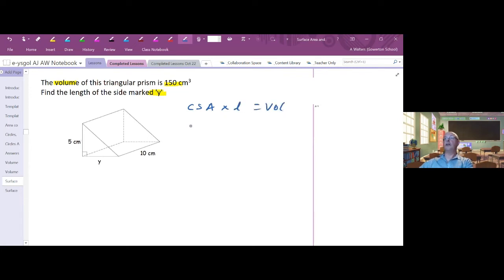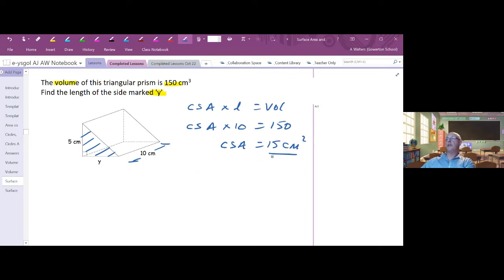Okay, now I've got the length back, which is 10. The cross-sectional area times 10 is the volume, which is 150. So obviously the cross-sectional area is 150 shared by 10. The cross-sectional area is 15. So what I've got now is a triangle where the cross-sectional area is 15 centimeters squared.